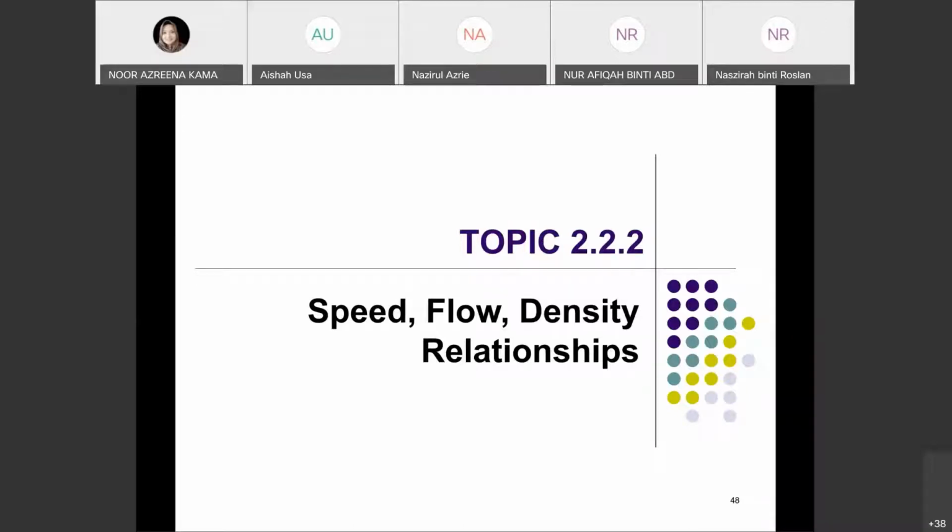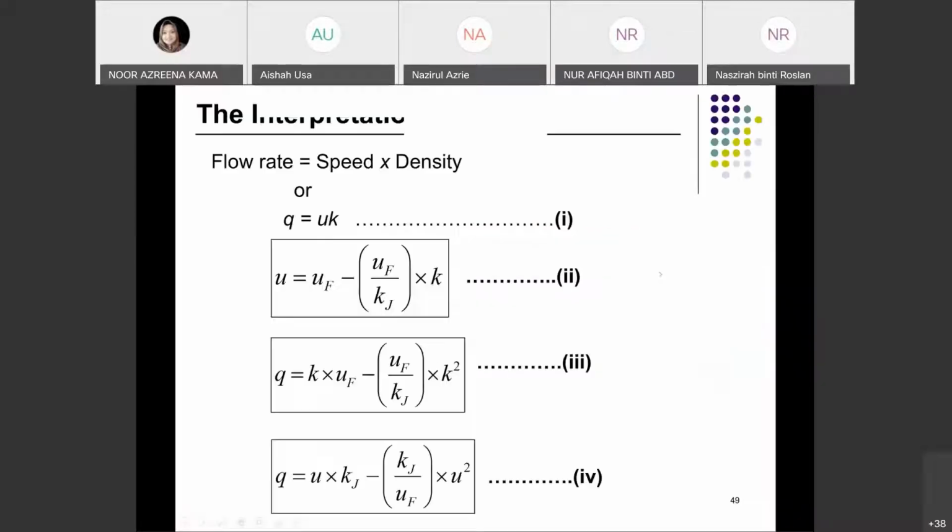Speed is distance traveled per unit time, flow is the number of vehicles per unit time, and density is the number of vehicles per unit length. Okay, so if you have 2 out of these 3, you can calculate the other one. The relationship goes this way: flow rate equals speed multiplied by density.